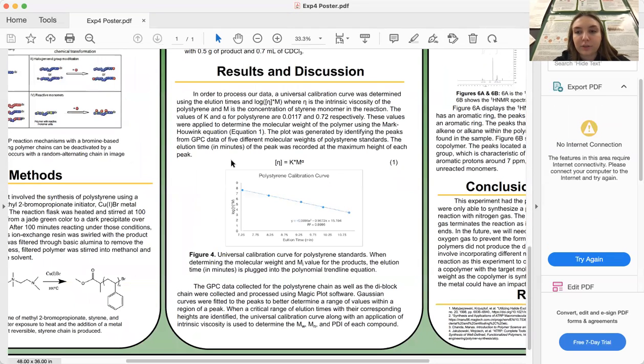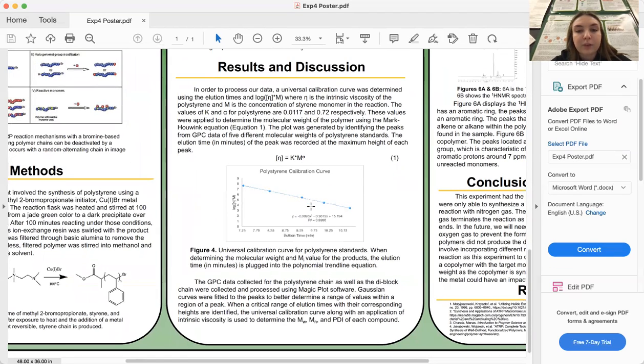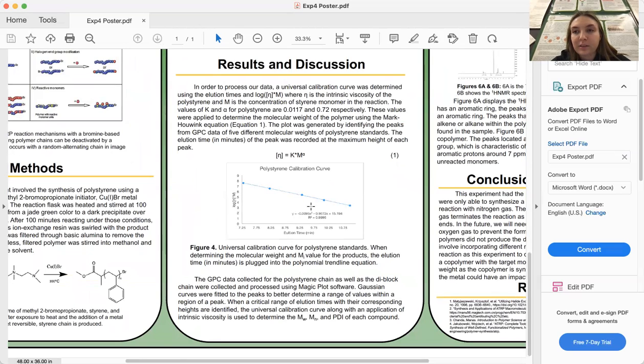For our results, we created a polystyrene calibration curve using the natural log of the intrinsic viscosity times the monomer concentration. And this created a calibration curve to where we could plug this into our Excel spreadsheet and therefore calculate our molecular weights and PDIs of each of the polymer products.